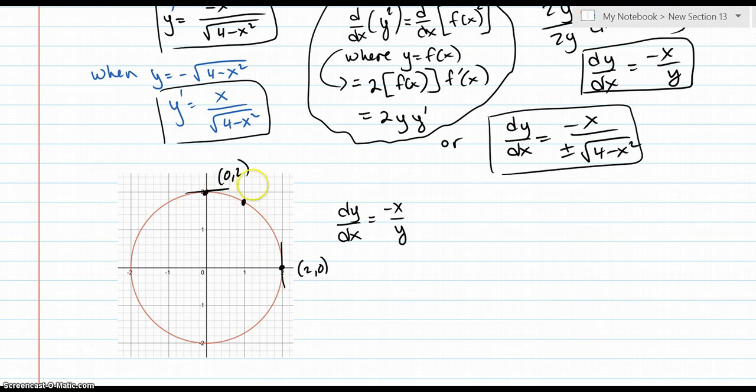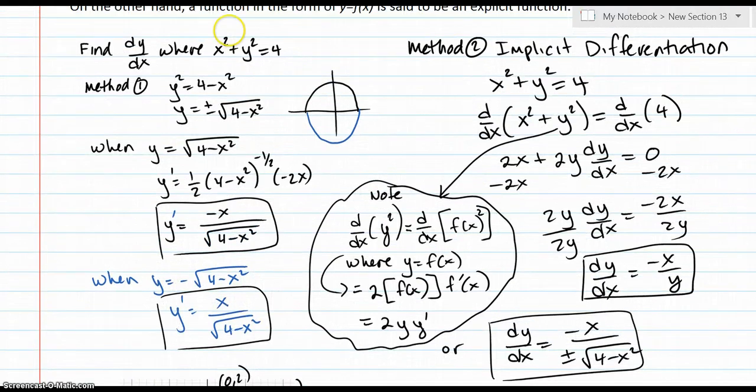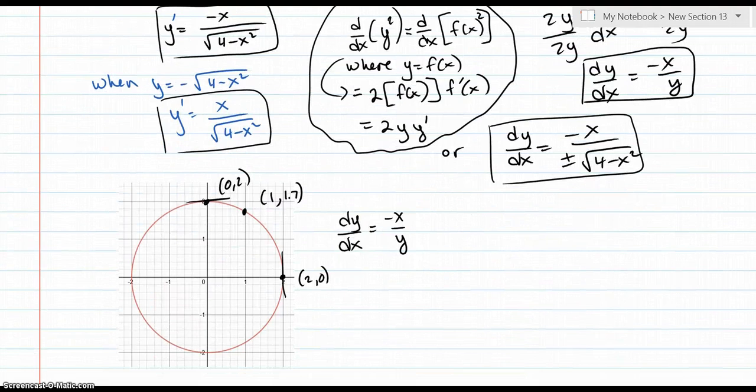What does that look like? That looks like 1, comma, let's call it 1.7. It looks like maybe 1.7-something. In fact, if you just put it into what it really is, if you plug in 1 here, it would be square root of 3. So whatever square root of 3 is, which is approximately 1.7.